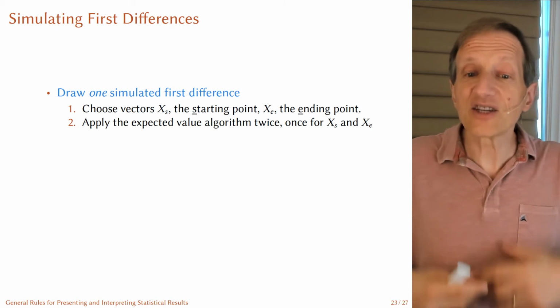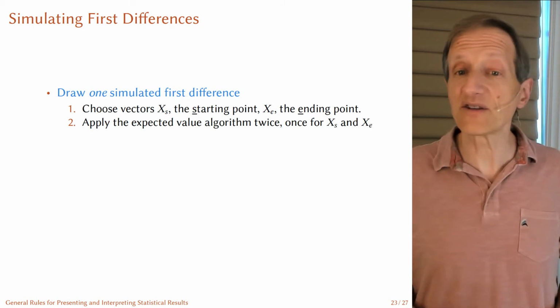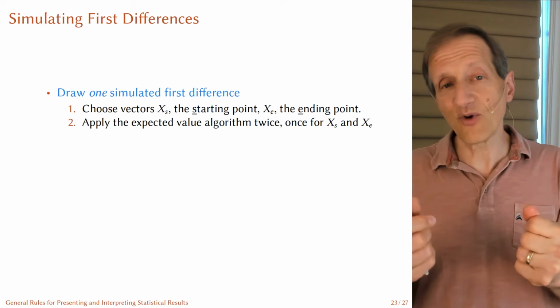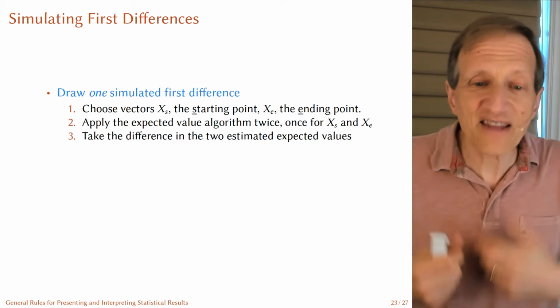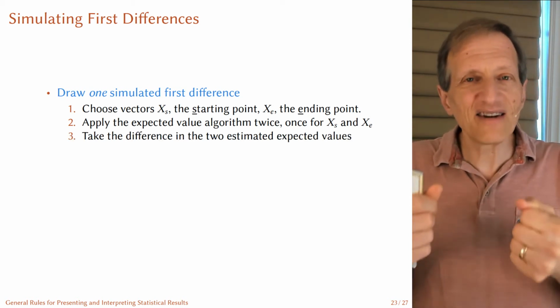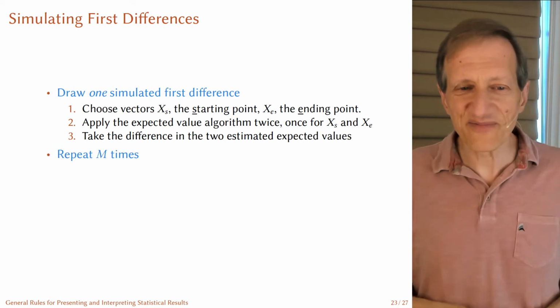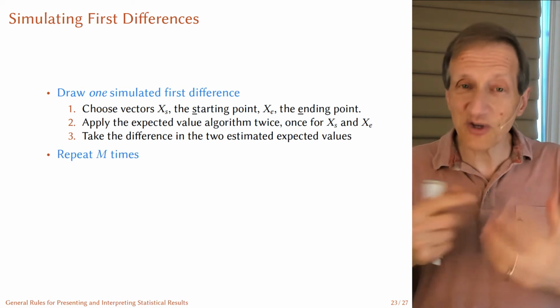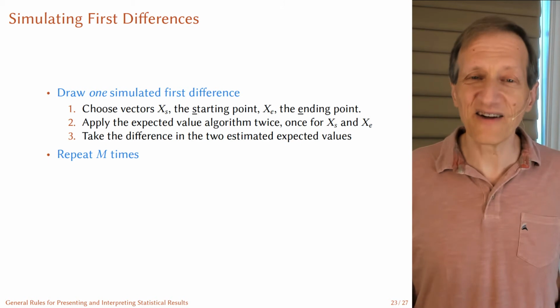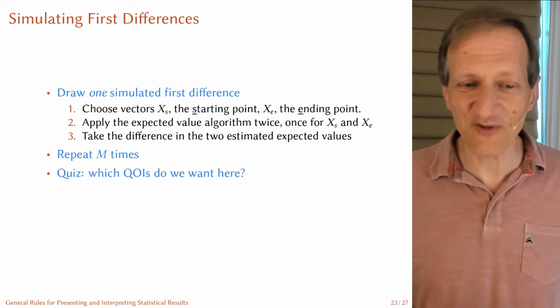Then we apply the expected value algorithm twice, once for the starting point, once for the ending point. And then you take the difference between the two estimated expected values. You just take the difference. And you repeat that m times so you can get estimation uncertainty and reflect it.